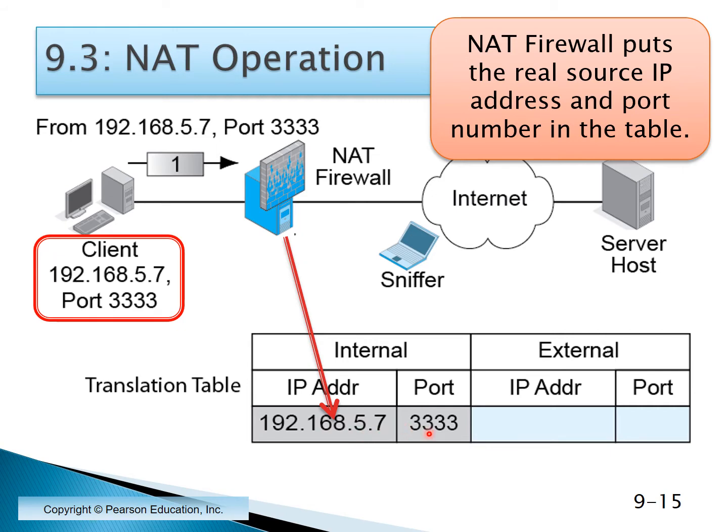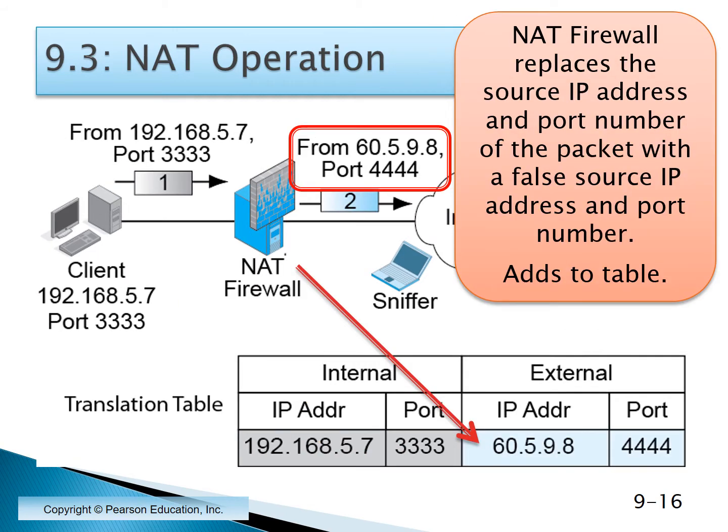So this is the internal IP address. And then this NAT firewall will translate to a false source IP address and port number. So suppose this one is 60.5.9.8. So it's one IP address that is assigned to this organization. So there's one possible IP address I can use. So the NAT firewall is going to send this packet with this false IP address, and also with another port number. And then this number will be added to the translation table such that I know that these two are actually the same thing.